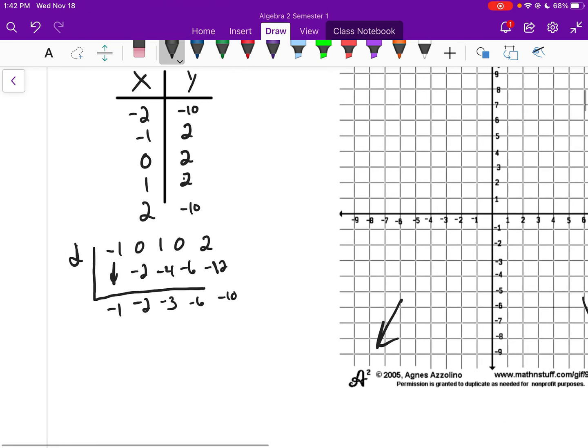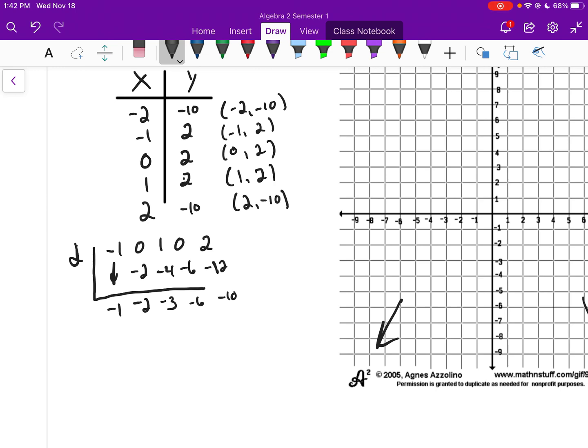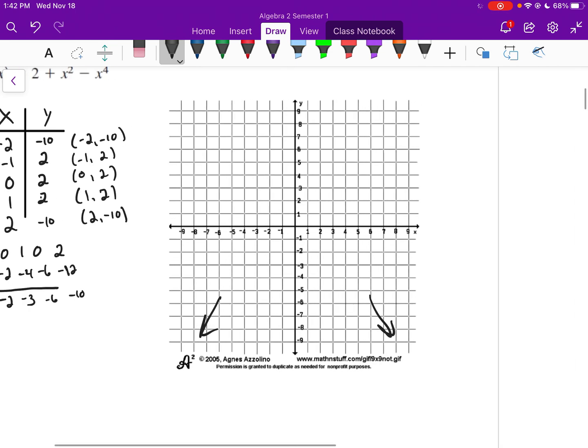Now, once you have your table, those are ordered pairs: -2, -10; -1, 2; 0, 2; 1, 2; and then finally 2, -10. So we're going to plot those points: -2, -10, -1, 2, 0, 2, 1, 2, and 2, -10.